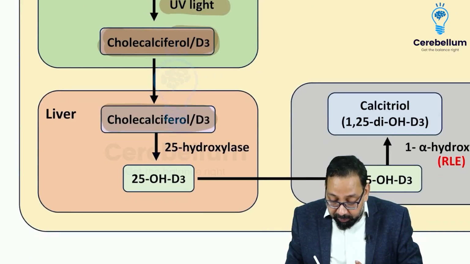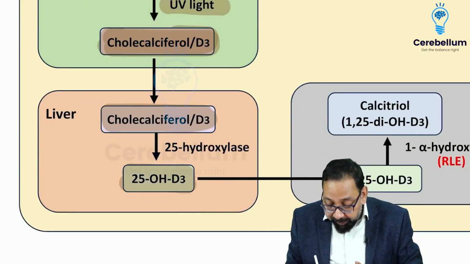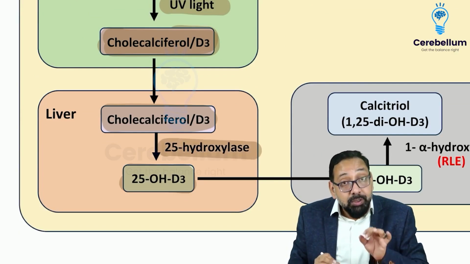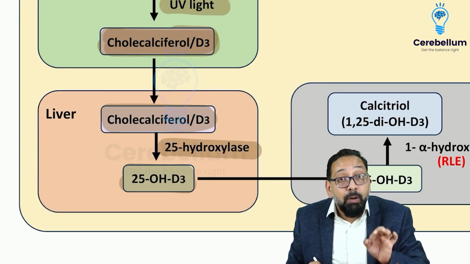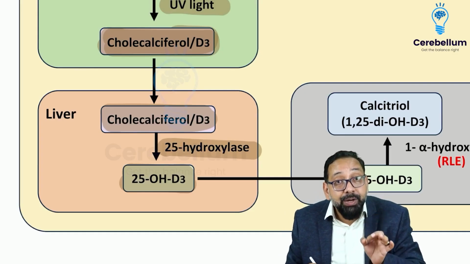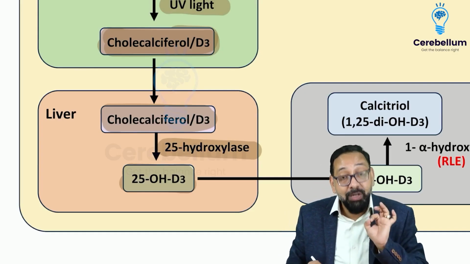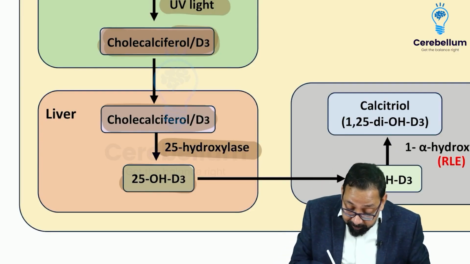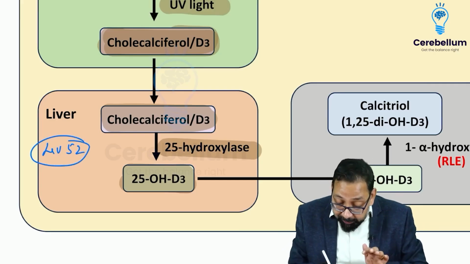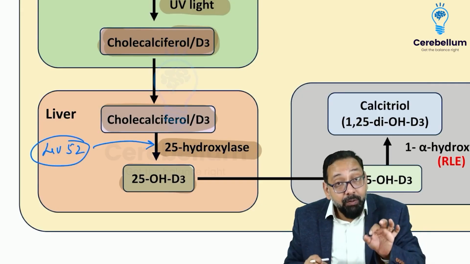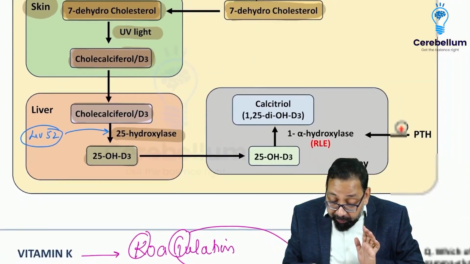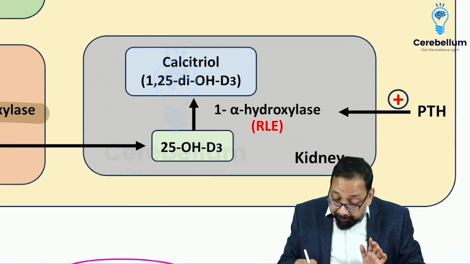In liver, it is converted to 25-hydroxy D3 by 25-hydroxylase. So this is frequently asked that in liver, there is hydroxylation at 25 position. How will you remember? Ayurvedic medicine, leave 52. If you reverse 52, that is 25. So in liver, there is 25 hydroxylation. This 25-hydroxy D3 will reach kidney.